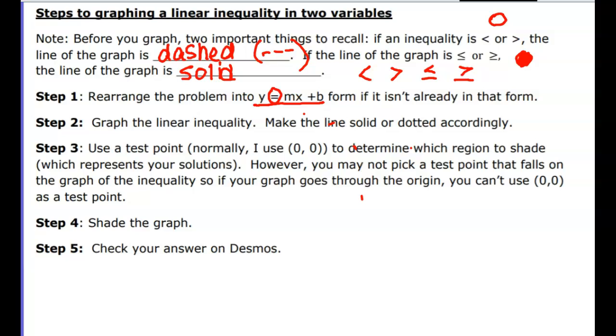The next step, you'll graph it. You're going to make the solid line or dotted dashed line accordingly. You're going to use a test point, and this will make sense when I start doing some examples. I usually use 0, 0 to determine the region to shade.